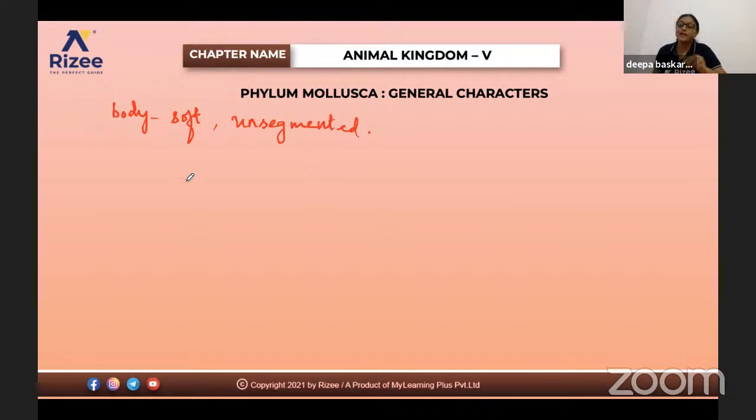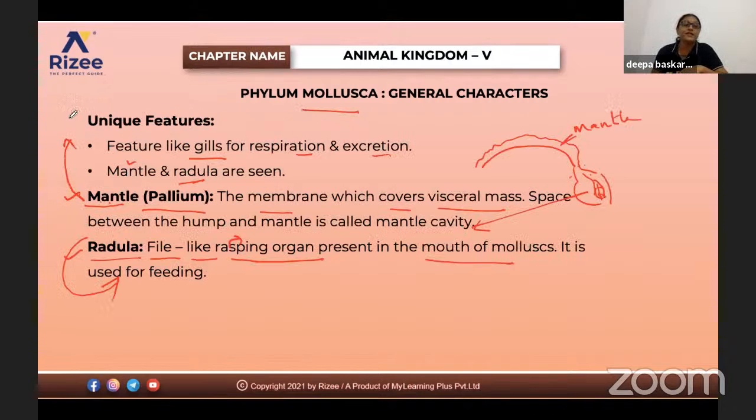Mantle also you have to add. So what is mantle? Mantle is the membranous structure present above the hump, so that is a protecting layer for the hump. One more important role of mantle is secreting the shell. So the protection function is carried out by the mantle by producing this strong shell.